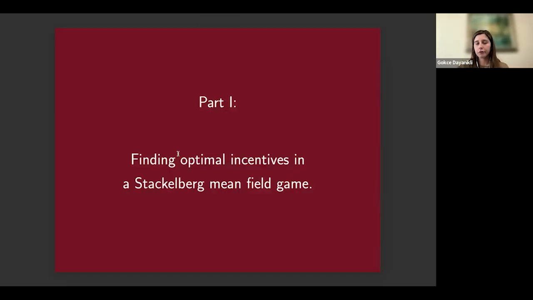So let's start with the first one, where we try to find the optimal incentives in a Stackelberg mean field game, specifically with the epidemics application. And do you have any questions for now?